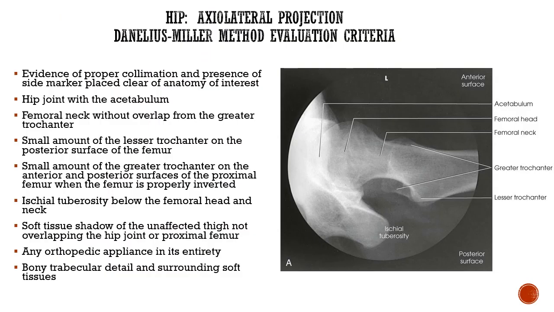On the Danelius-Miller method, we're going to have the hip with the acetabulum. We're going to see the femoral neck without superimposition from the greater trochanter, a small amount of the lesser trochanter on the posterior surface of the femur, a small amount of the greater trochanter on the anterior and posterior surfaces of the proximal femur when the femur is properly inverted. The ischial tuberosity is below the femoral head and the neck, and we're going to see any orthopedic device in its entirety.